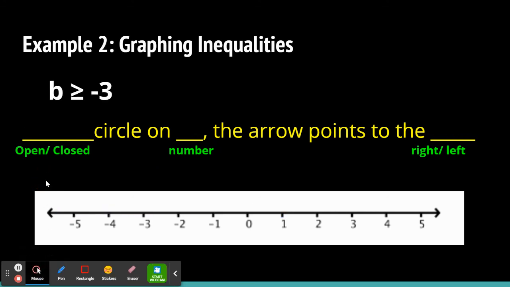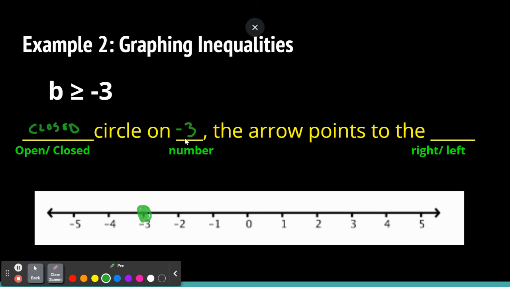Got another example for you guys to try. Again, I want to start with what number do we start with here? And hopefully you said -3. We're going to start at -3. Okay. Do we want an open or closed circle at -3? We're going to want a closed circle because it is greater than or equal to. So we're going to shade that in because -3 is part of our solution set.